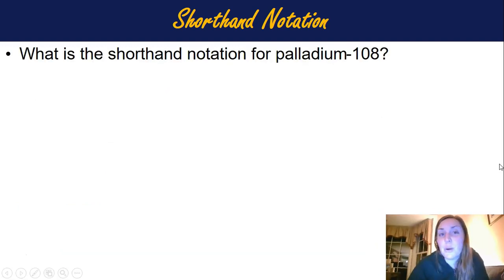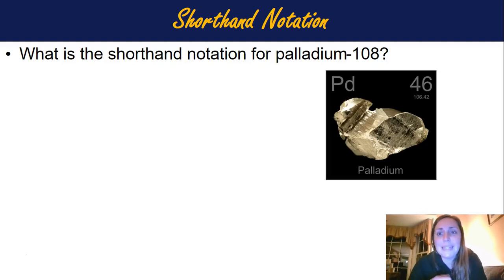All right, so let's try a sample question. What's the shorthand notation for palladium-108? The first thing you want to do is find palladium on your periodic table. I know this is kind of annoying when you first are getting used to the periodic table, but I promise with time you get used to where elements are and you find them a little quicker. So palladium is atomic number 46. It is a metal. So go ahead and find that on your periodic table, so if you're looking for it again, you can find it quickly.